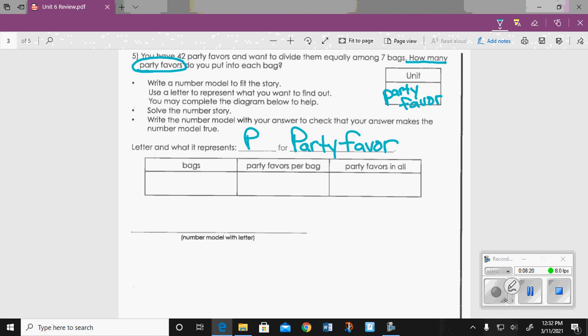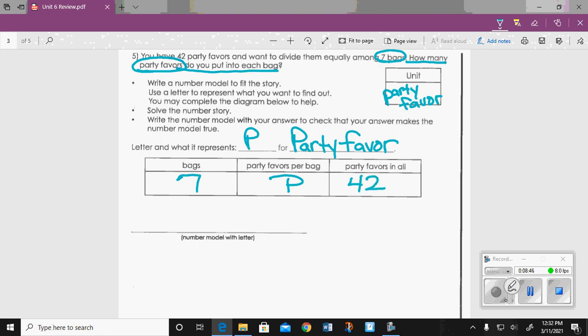So when I look back, do I know how many bags I have? Well, I do because it tells me that I have 7 bags. Do I know how many party favors per bag? Well, that's what I'm trying to find out. How many party favors do we put in each bag? So that's what I don't know. So that's where my P is going to go.